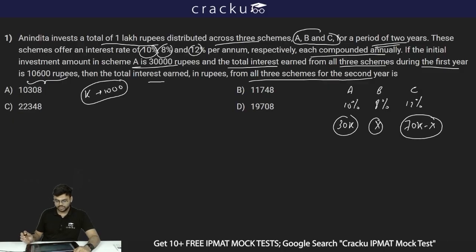70,000 minus X. So in scheme B it will be X, and in scheme C it will be 70,000 minus X. Now A has 10%, B is 8% and C is 12%, and all of them are compounded annually. We are given one more thing, that the interest earned in the first year is 10,600 rupees.